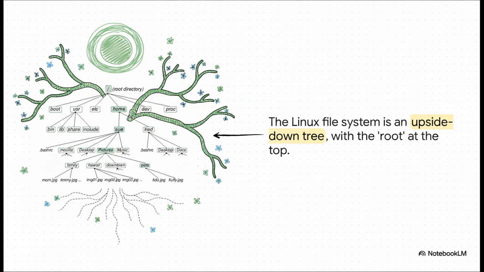And this diagram just lays it all out perfectly. You can see the slash, the root, right at the top. And from there, you see all these branches spreading out, like home, etc., and usr. And then from those, even more branches appear. See how it's all one continuous tree? This illustration shows exactly how everything, and I mean everything, connects back to that one single origin point.